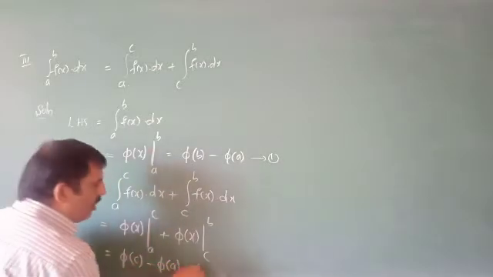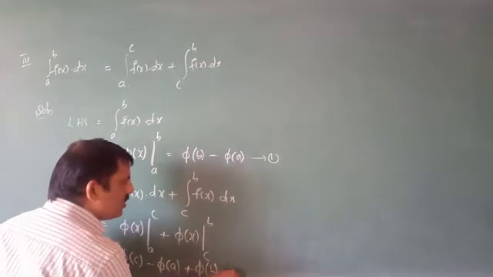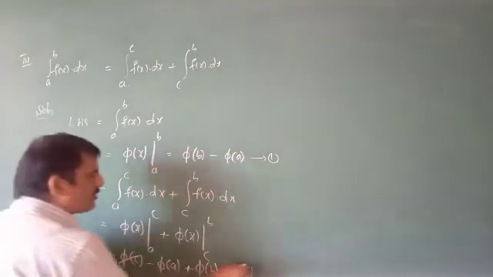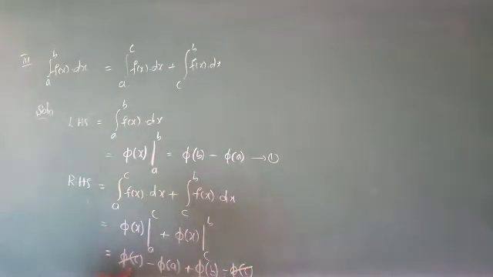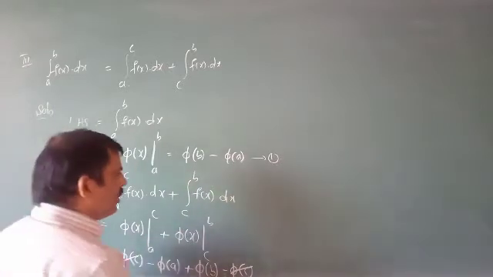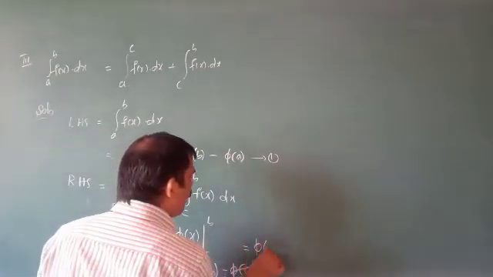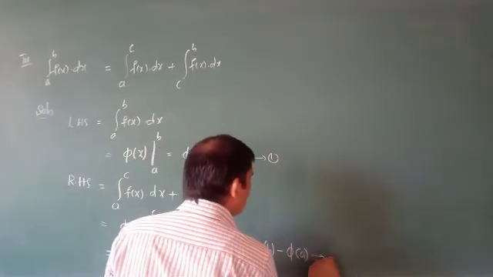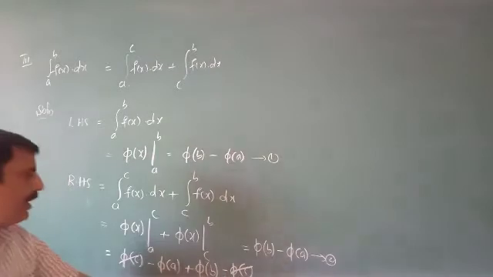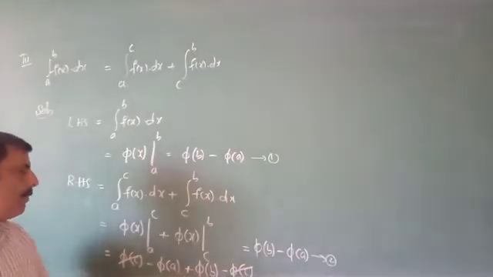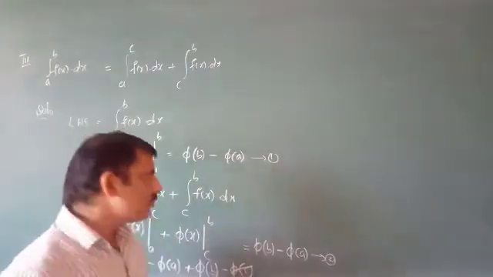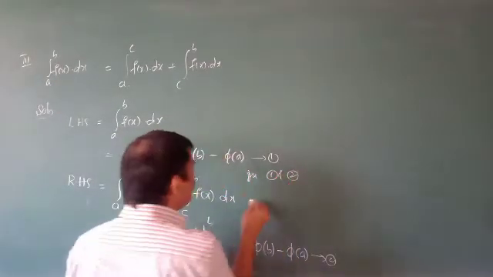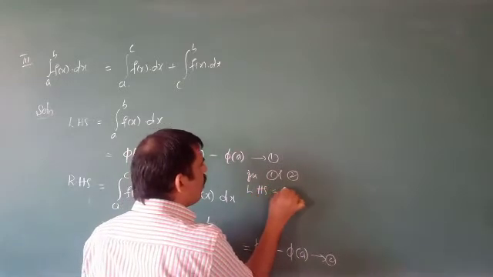Plus phi of b minus phi of c. Phi of c gets cancelled because one is positive and one is negative. So this is equal to phi of b minus phi of a. So from 1 and 2, we see that LHS is equal to RHS.